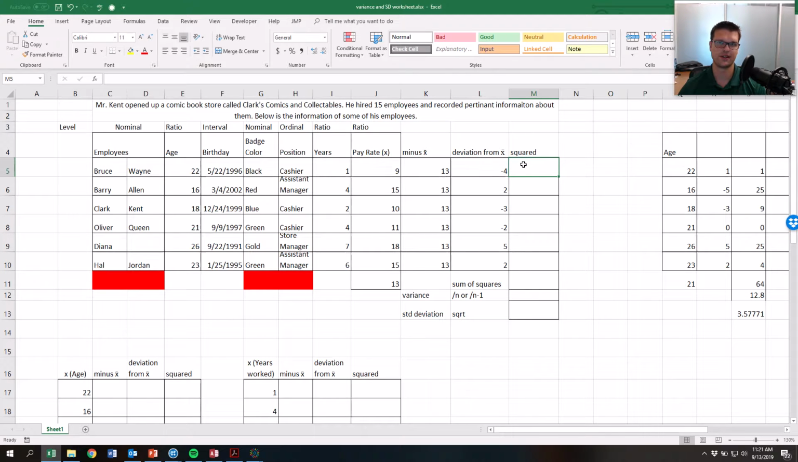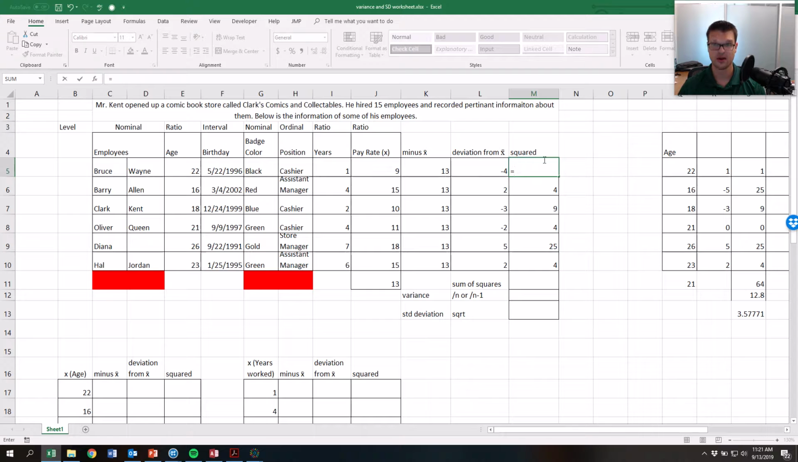The problem with this now is that you've got negative numbers. So what do you do in order to take away the negative numbers? In order to take away the negative numbers, we need to actually square them. Okay, so equals -4 squared. Okay, and once again, I can just drag this down. I'm going to show that to you one more time.